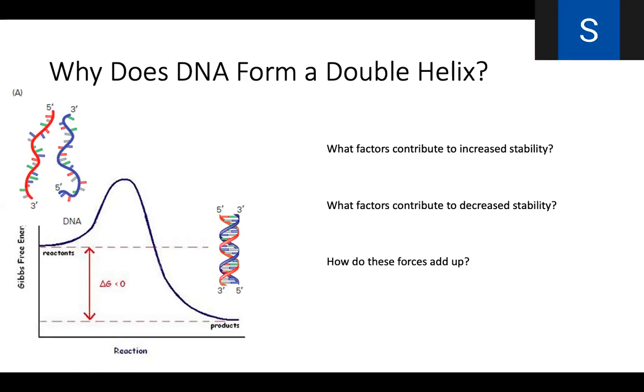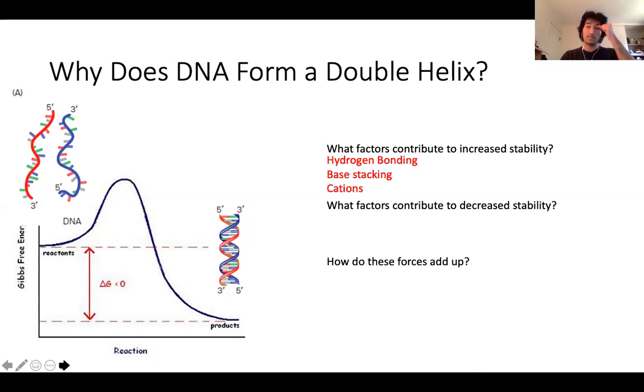Hydrogen bonding. Yes, hydrogen bonding is one. Any others? Base stacking. Yes, base stacking. So I think we've hit the two major ones right here: hydrogen bonding and definitely base stacking. Another one is cation interactions with the phosphate backbone, which I think hasn't really been introduced yet, but I'm sure will be covered in lectures that follow, but this will be a little bit of a preview.